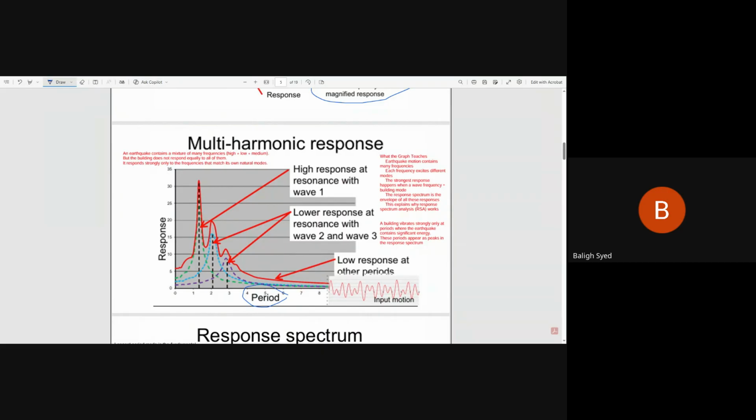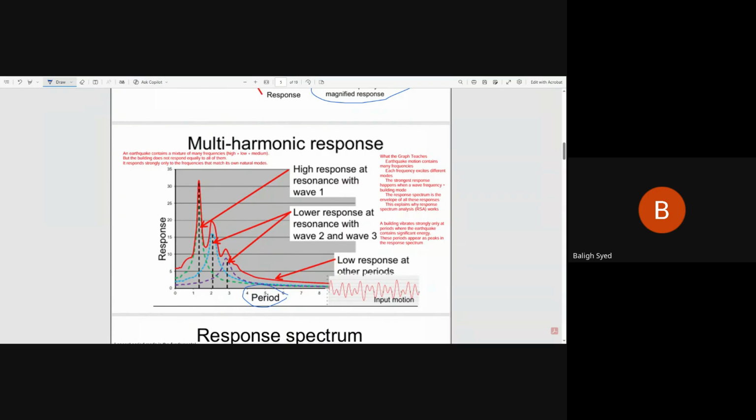Right now you are sitting on your desk, on your floor, in your bed, or wherever, even on your table, and there is an earthquake going on. But is your building responding to that earthquake? No, it's not, right? Because the frequency is so low, you are not even feeling it. The building does not respond equally to all of them. It responds strongly only to the frequencies that match its own natural modes.